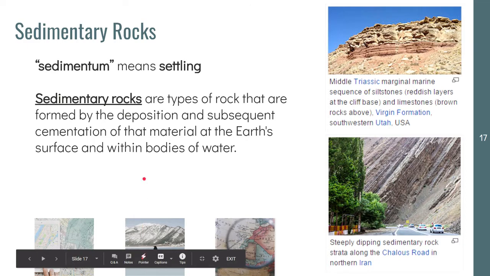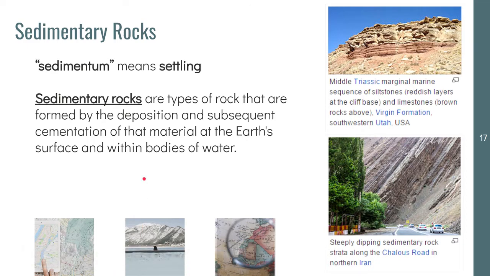So the next category of rocks is called sedimentary rocks, from the term sedimento, meaning settling. Okay, so these are types of rock that are formed by the deposition and cementation of that material at the Earth's surface and within bodies of water. So this is one thing you have to remember. Most sedimentary rocks are buried and compacted beneath bodies of water. So we have here examples of Middle Triassic marine sequence of siltstone and limestones. So as you can see, these are sedimentary rocks that are formed under bodies of water.